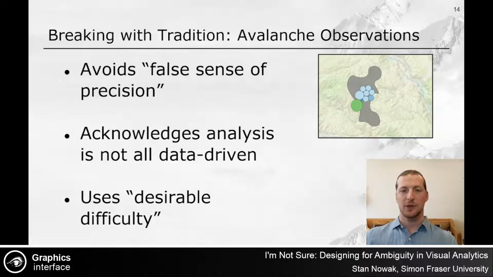To better support this way of thinking, we use what's called desirable difficulty. This is the idea that introducing visual difficulties or additional effort to a task, such as reading a visualization, can lead the reader to spend more time with the information and more carefully consider it. When dealing with complex situations or data like avalanche forecasting, this can have beneficial outcomes for analysis.